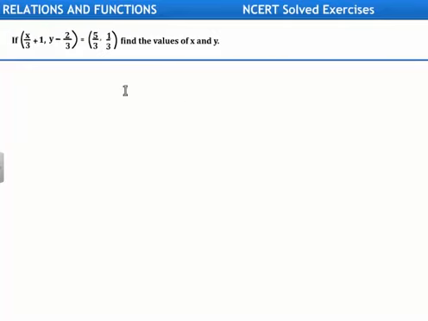In this question, it is given that (x/3 + 1, y - 2/3) is equal to (5/3, 1/3). You have to find the values of x and y. Let us begin the solution of this question.